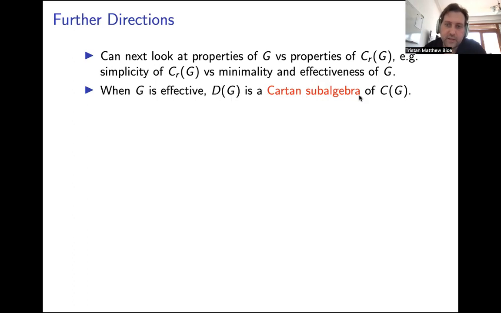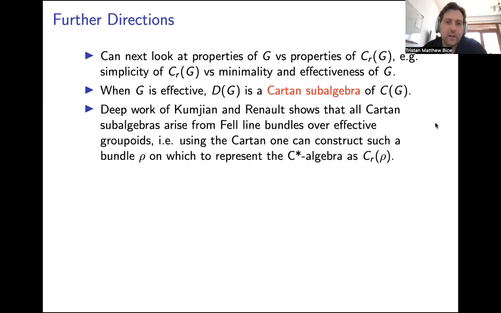And so this tells you that you have a Cartan subalgebra of not C*(G), this should be C*_r(G), right? And that's already something worth pointing out. But the really interesting stuff is that, in fact, all Cartan subalgebras are of this form, at least once you move from just groupoid C-star algebras to Fell line bundle C-star algebras, where there can be some kind of twisting involved. Right? So this goes back to some work of Kumjian from '86 and Renault from 2008, and various generalizations people have been looking at these days, where you show that the Cartan subalgebras have to in fact arise from Fell line bundles over effective groupoids.